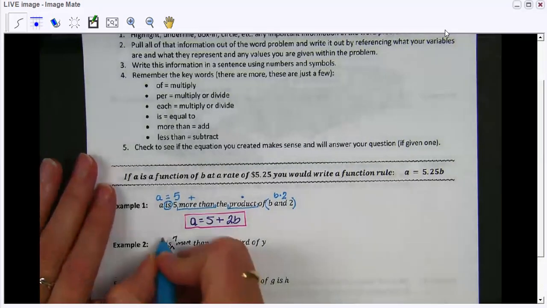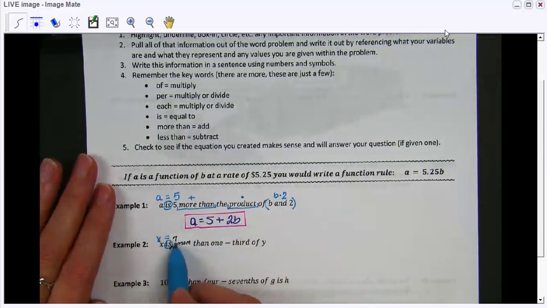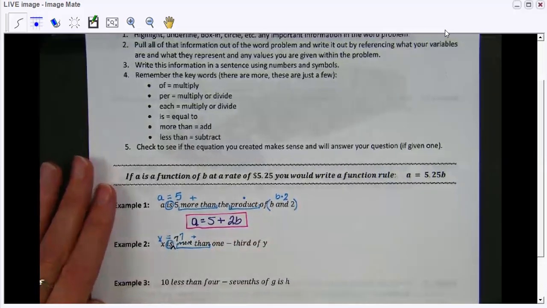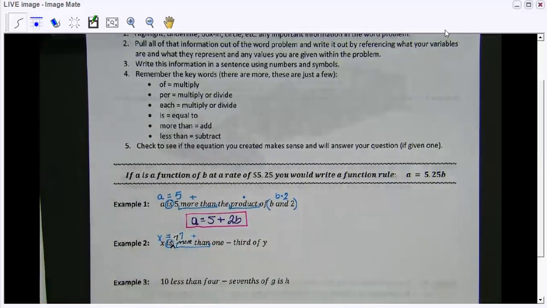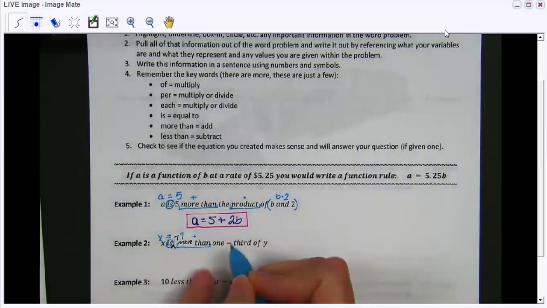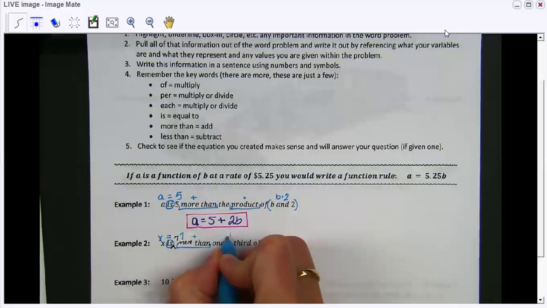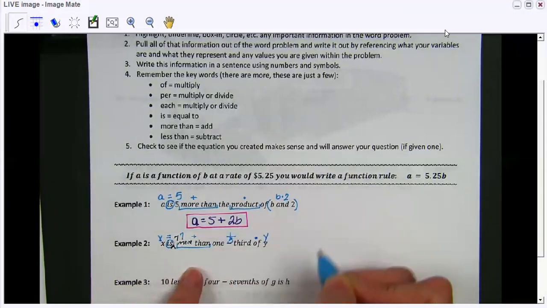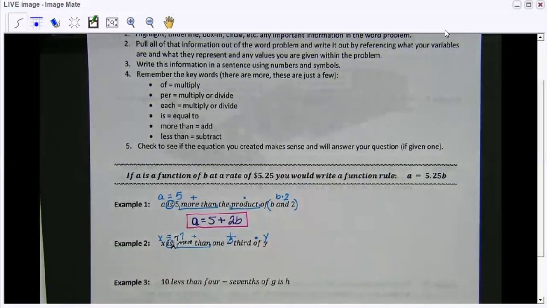We have X is means equals, and then we have 7 more than. Now remember, more than means we're adding. So we're taking 7 and we're adding it to something. We're adding it to 1/3. And I don't know why this is like this, the big dash, I think it's the font I use, but 1/3. So I'm just going to write 1/3. And of means to multiply y. 1/3 of y means 1/3 times y.